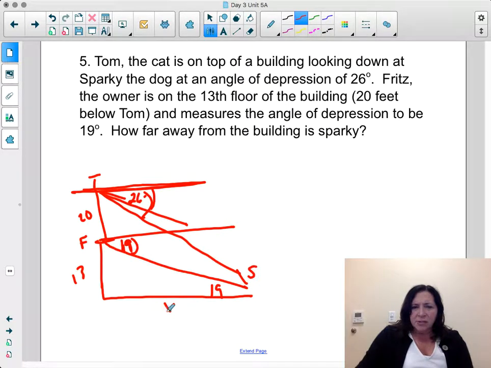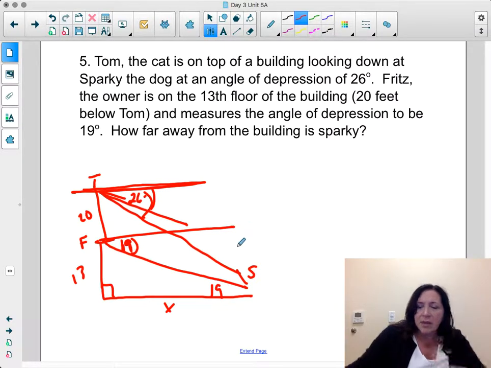And basically we just want to find x. So you're just going to use tangent. You're going to go tangent of 19 is equal to 13 over x. Okay.